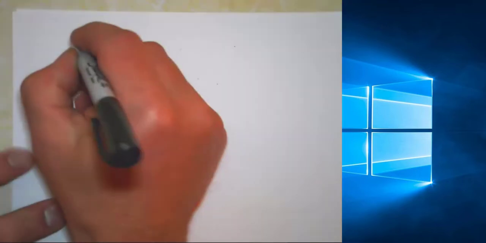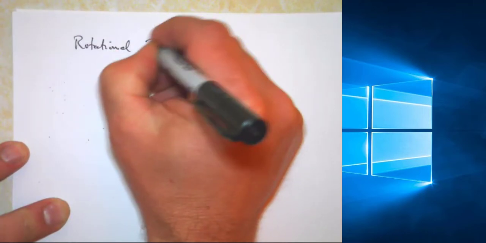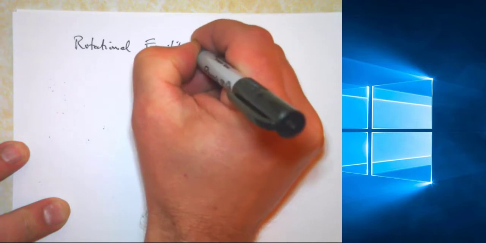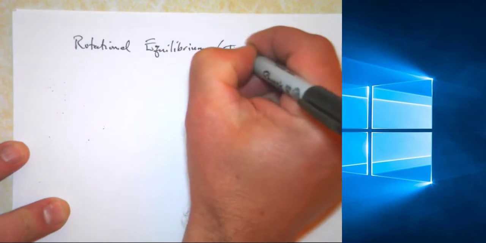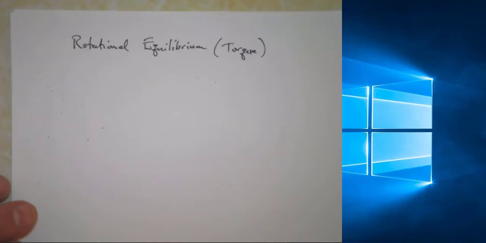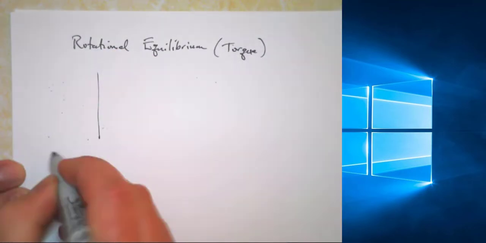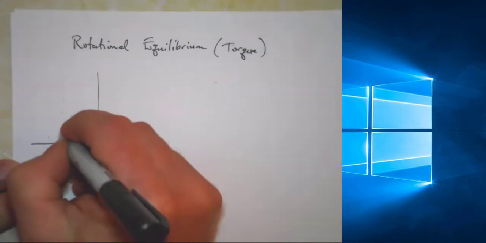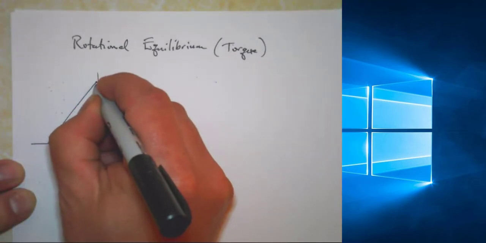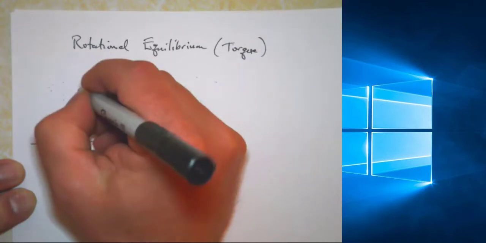Okay, we're going to be having a look at a rotational equilibrium problem, also known as a torque problem. Okay, we're going to be looking at a ladder leaning against a wall. That's the wall, there's a floor, here's the ladder. Okay, we're going to make this interesting by placing someone on the ladder.